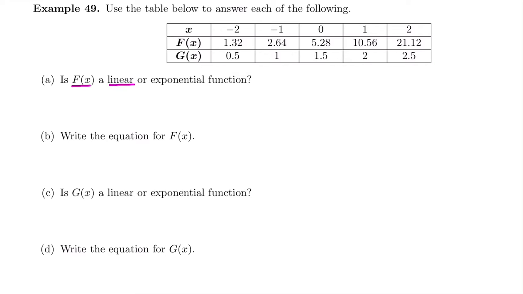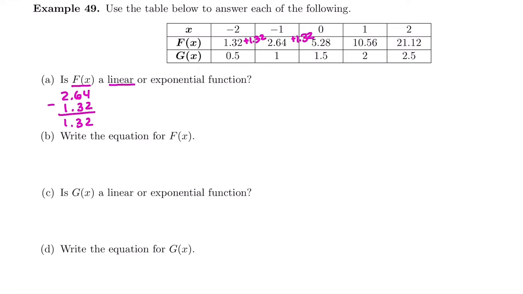To figure out if it's linear, I'm going to subtract two consecutive numbers. Looking at these two numbers for the y values, I'm going to do 2.64 minus 1.32, and the difference there is 1.32. So I want to check, can I just keep adding that amount and see if it works? I'm going to add 1.32, and that gets me to 2.64.